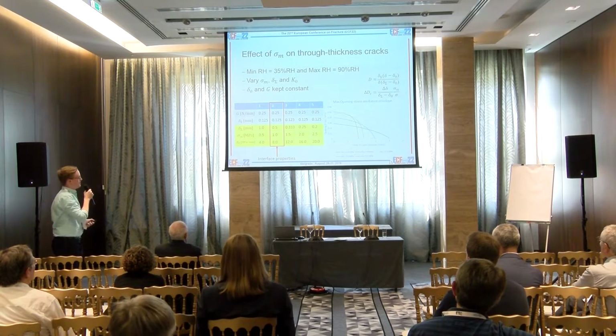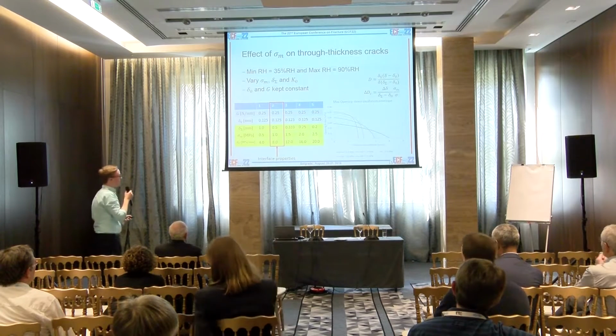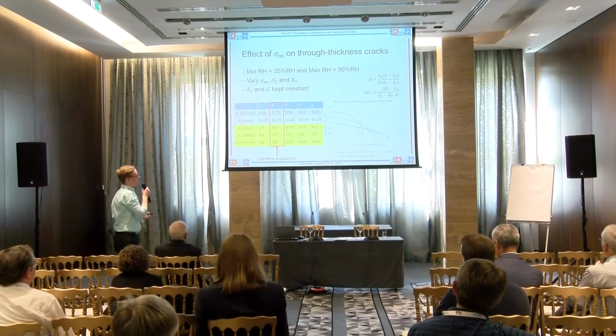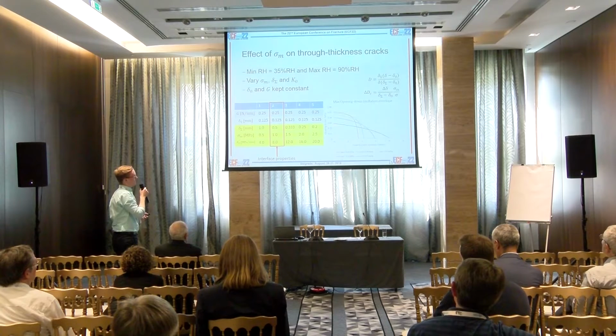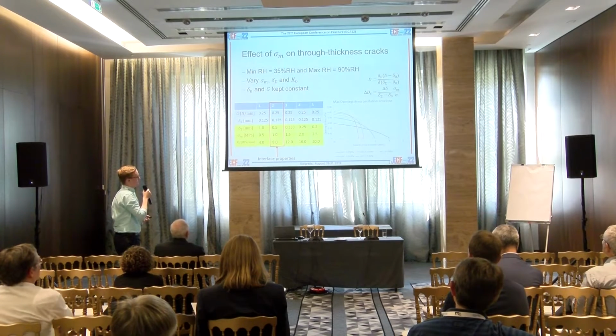Here we have the interfacial properties I previously showed you. And on the right hand side, we have how the maximum stress in the cohesive elements degrades over time. So we're looking at failure of the element when the maximum stress degrades to 0.